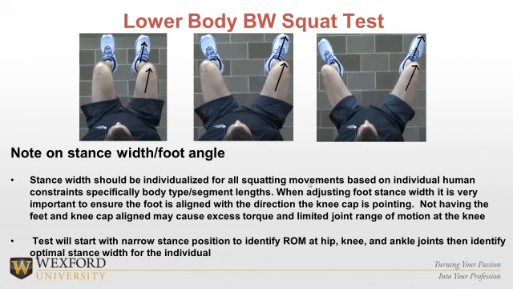Now, when you're doing a body squat test, the test will start with a narrow stance position to identify range of motion at the hip, knee, and ankles. Then you can identify optimal stance width for the individual, especially if you're going to go on to do a regular loaded squat test. You have to see what the range of motion is like first. Then you move the feet out to see where the lines of force are going to be from external loads. When we do our squat test, I'll show you this.